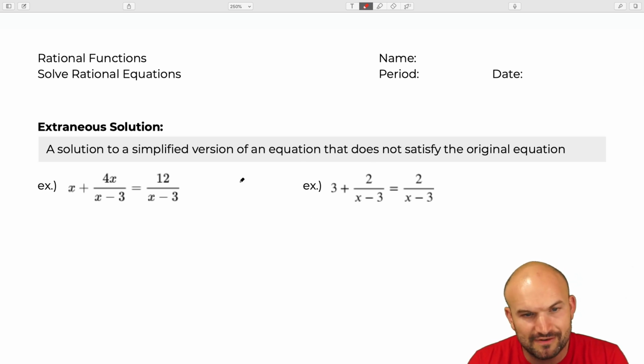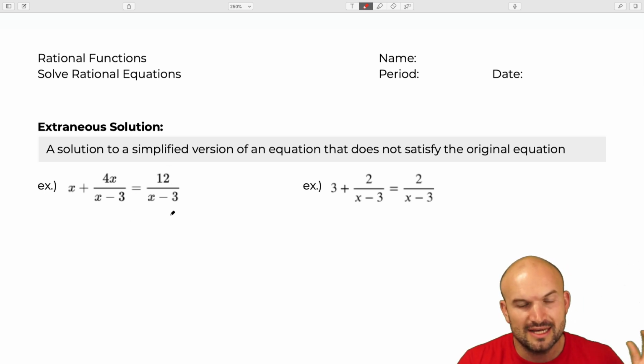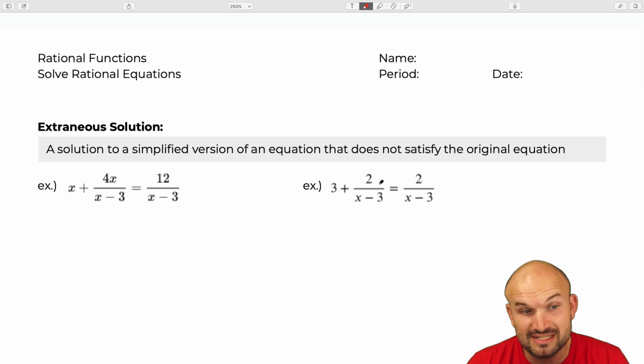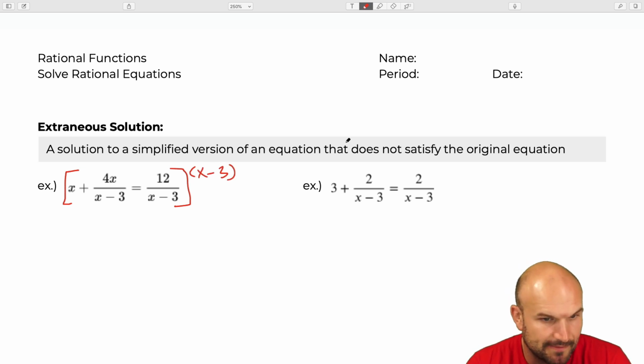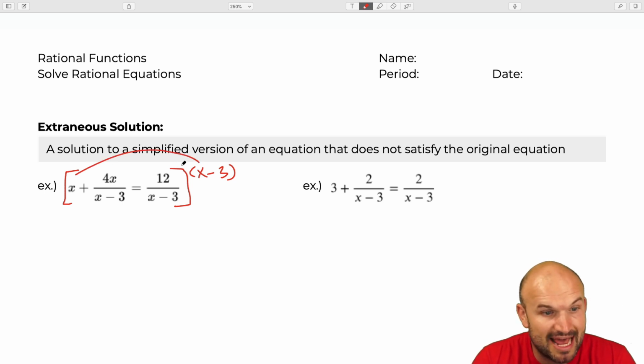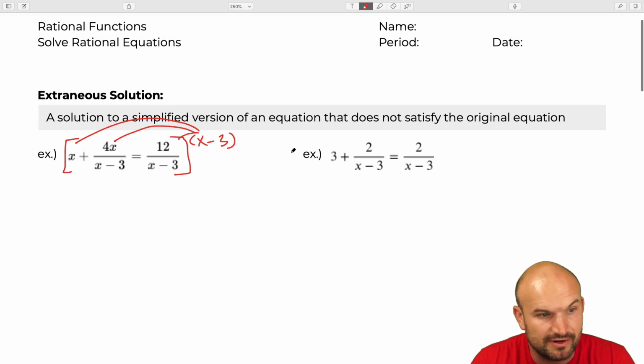So what I have here is two examples. And the process that we're going to follow once we get into solving equations is, kind of what I showed you, getting rid of these fractions by multiplying by the LCD. So here we have these equations, all right? And they're very, very similar to each other. But the process that we'd use to solve them would be the same. We'd multiply by the LCD, which in this case, actually in both cases, is going to be x minus 3.